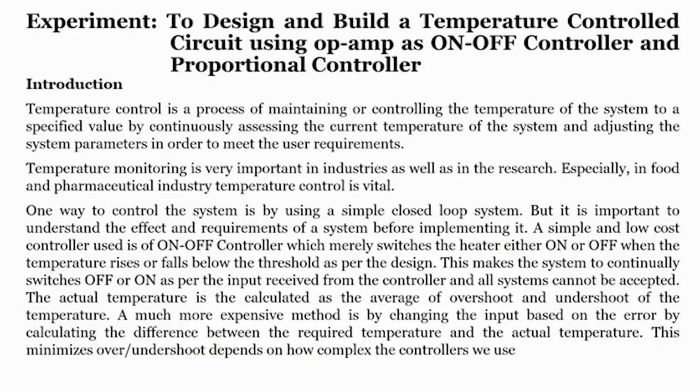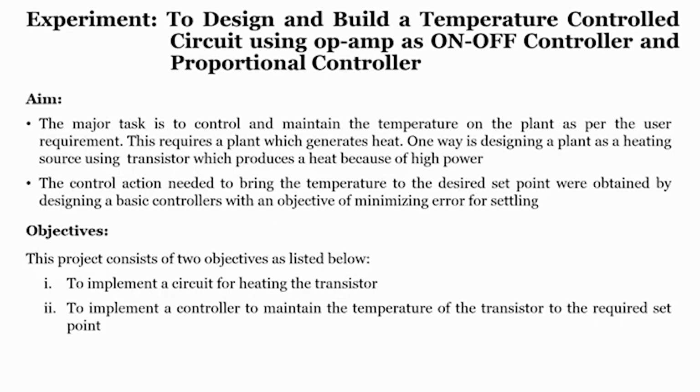A much more expensive method is changing the input bias on the error by calculating the difference between the required temperature and the actual temperature. If you know the required temperature and the actual temperature, then you can understand the difference and minimize the overshoot or undershoot, depending on how complex a controller we can use.